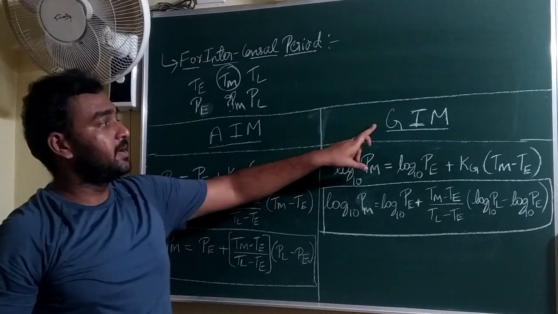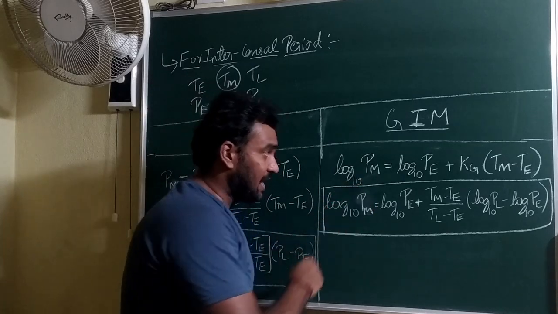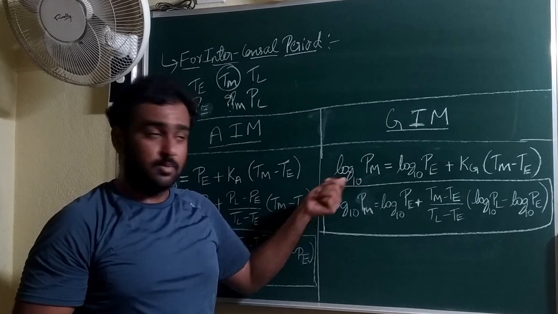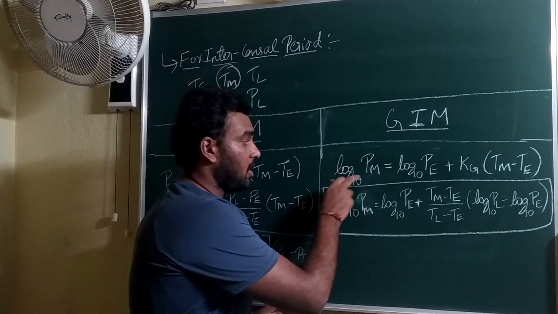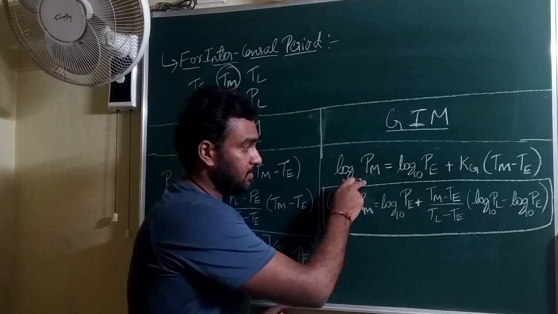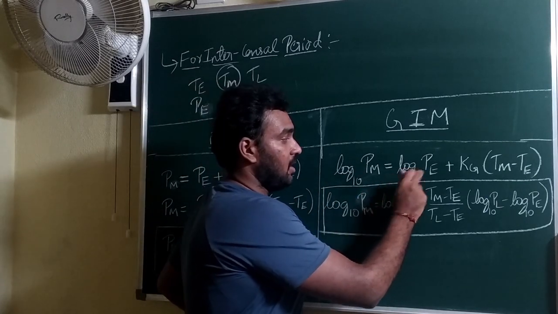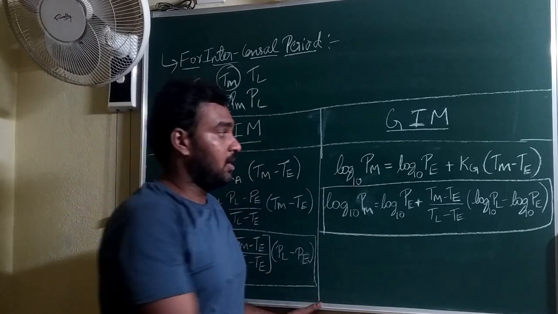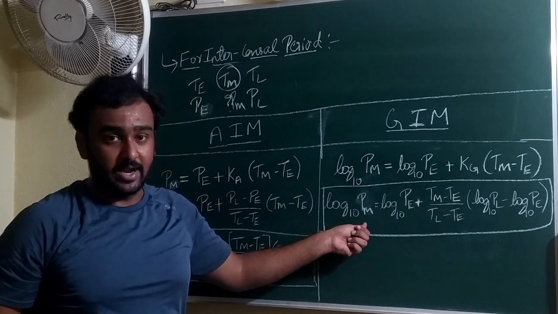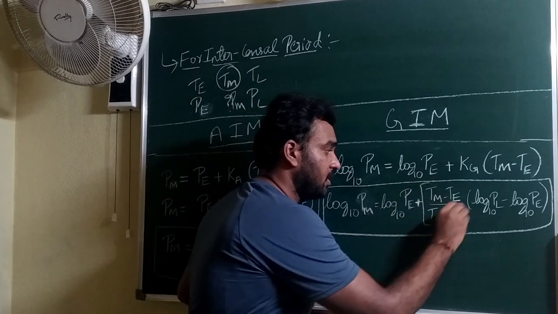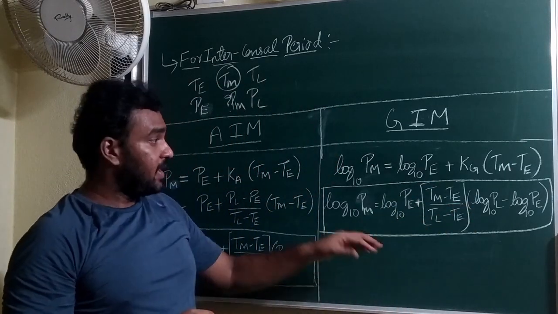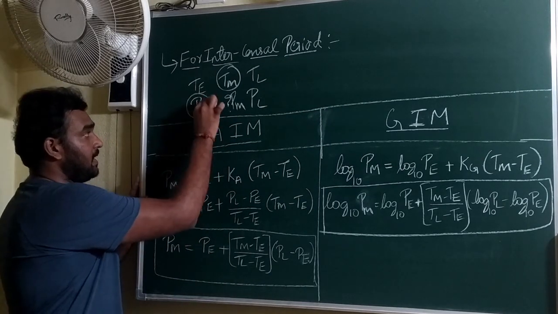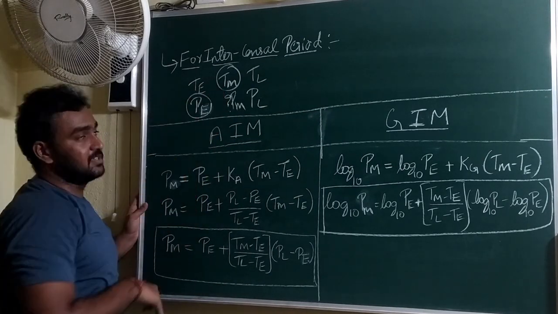If you consider the geometrical increase method, this is the formula. As I said, the growth of the population will be logarithmic, so the equation also has to be written in logarithmic form. Log of PM to the base 10 is given like this: log of PE to the base 10 plus Kg into the time interval TM minus TE. On substituting Kg, this is the final formula you will get. This fraction is very important, you should keep it in mind. In this intercensal method, we are considering PE, the very next predecessor.